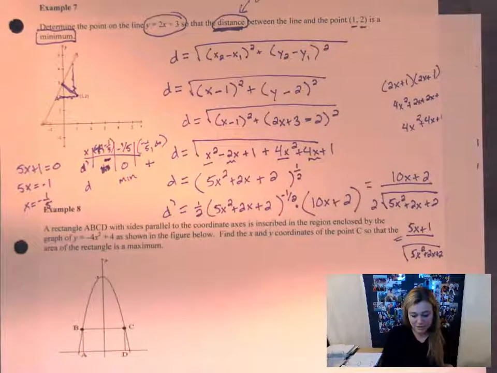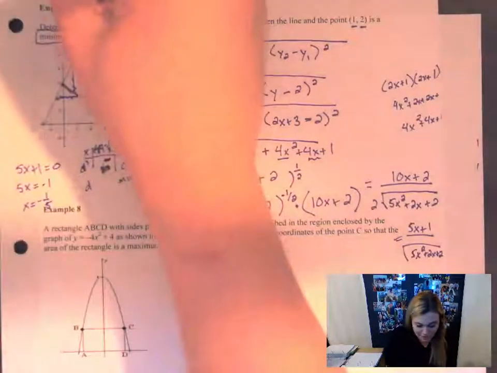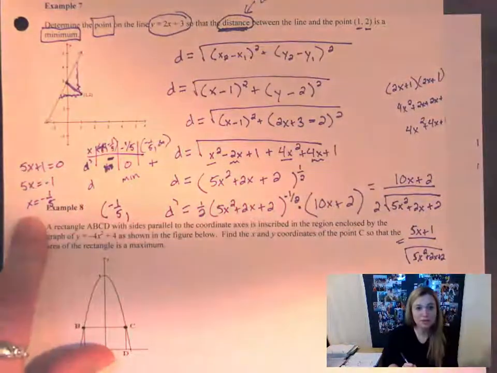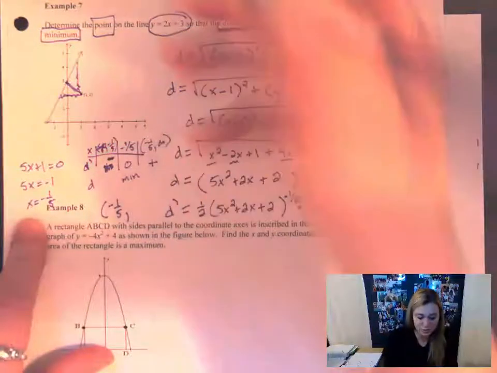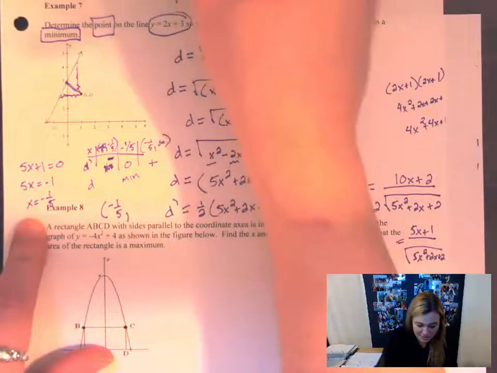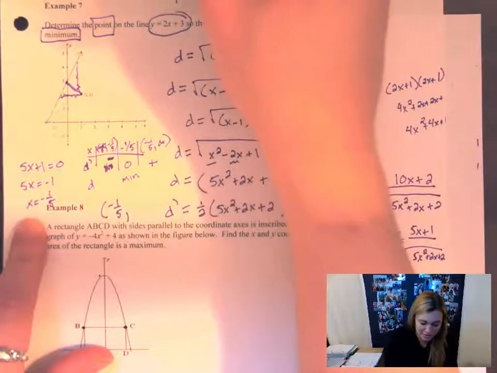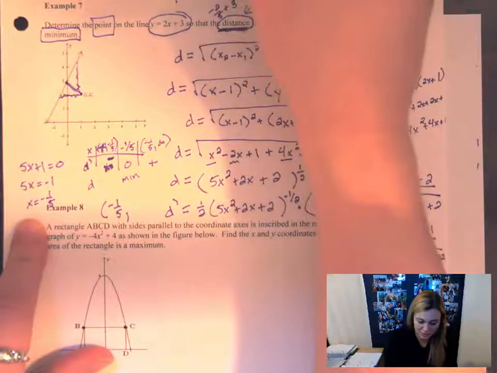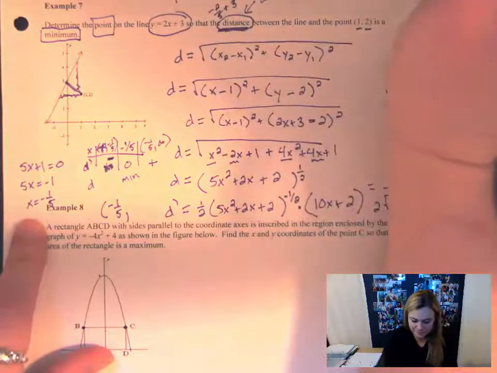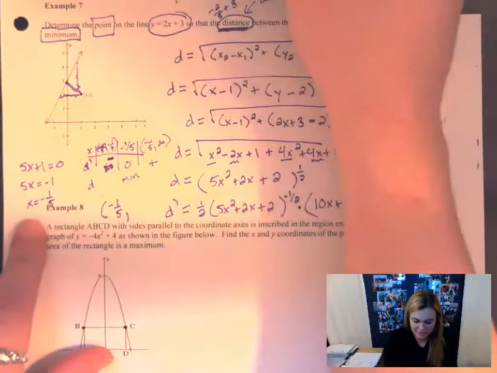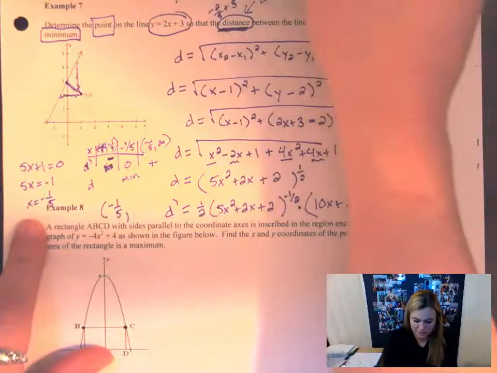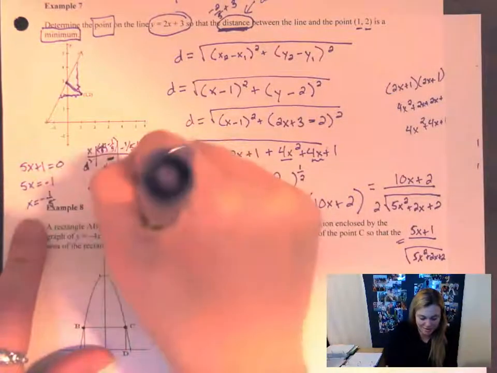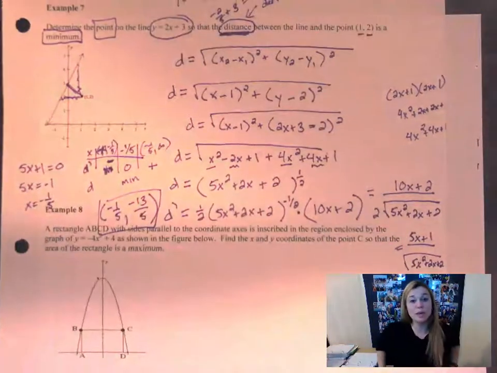We're good. Now it just says determine the point. Well, we know the x value was negative 1/5. To determine the y value, we know y is equal to 2x plus 3. So 2 times negative 1/5 plus 3 would be negative 2/5 plus 3, also known as negative 2/5 plus 15/5 equals 13/5. We did it! We found the point that would produce the minimum distance.